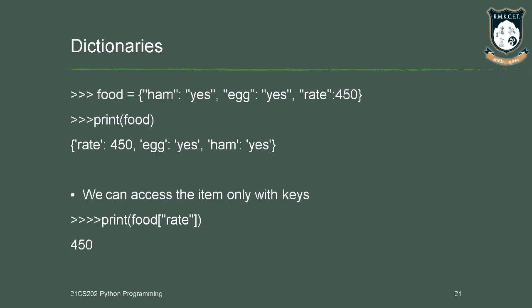Here you can see the declaration of a dictionary. Food is equal to ham, egg and rate. Ham, egg and rate will be set as keys, and the values will be set as 450. If you need to get the rate of a food, or get 450 as output, what you have to do is extract the key, so that the value present inside that key will be given to you as an output.